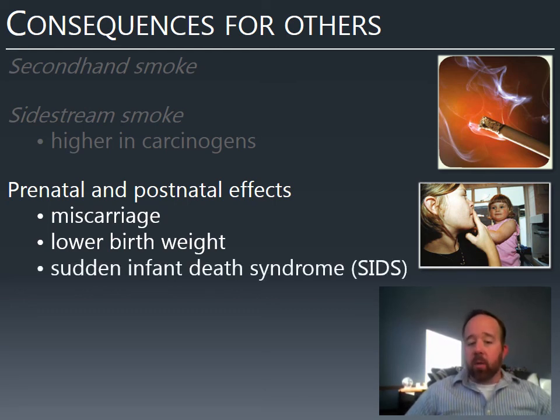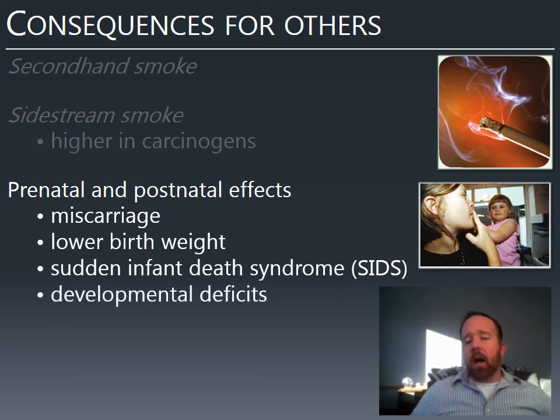It also seems to increase the risk of sudden infant death syndrome, or SIDS. It's not clear whether it's the prenatal exposure to nicotine or being exposed to smoke after birth, but the connection between SIDS and smoking at some stage is fairly clear. You also tend to get a higher incidence of developmental deficits. So things like attention deficit, also delayed language ability, delayed mathematical ability. These are all consequences of smoking by a pregnant mother.